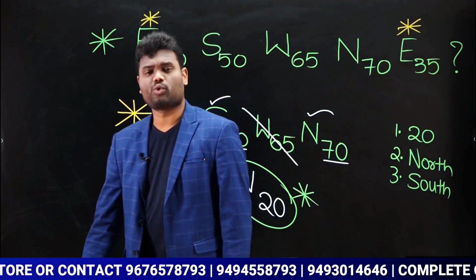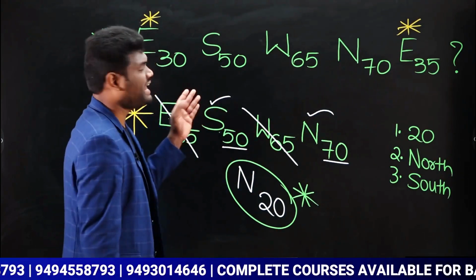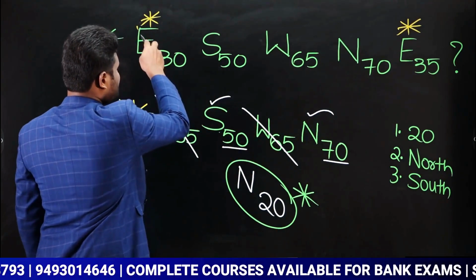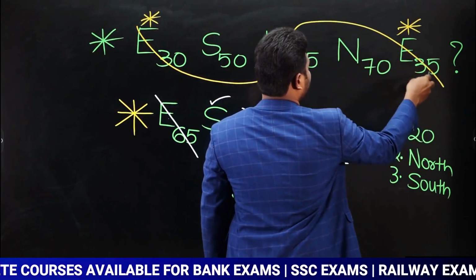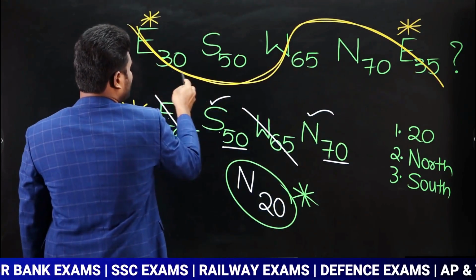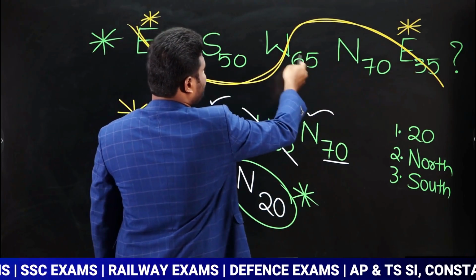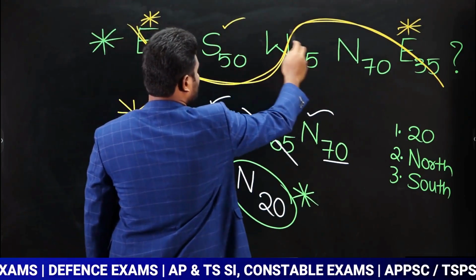I have written it, but truly speaking, while you are writing the examination, you should not write this step. You can directly cancel them. If you observe here, this is east 30, this is west 65, this is east 35, which means east and west get cancelled. Yes or no? East 30 plus 35, 65. West 65. East and west get cancelled. Finally, we are left with south and north.